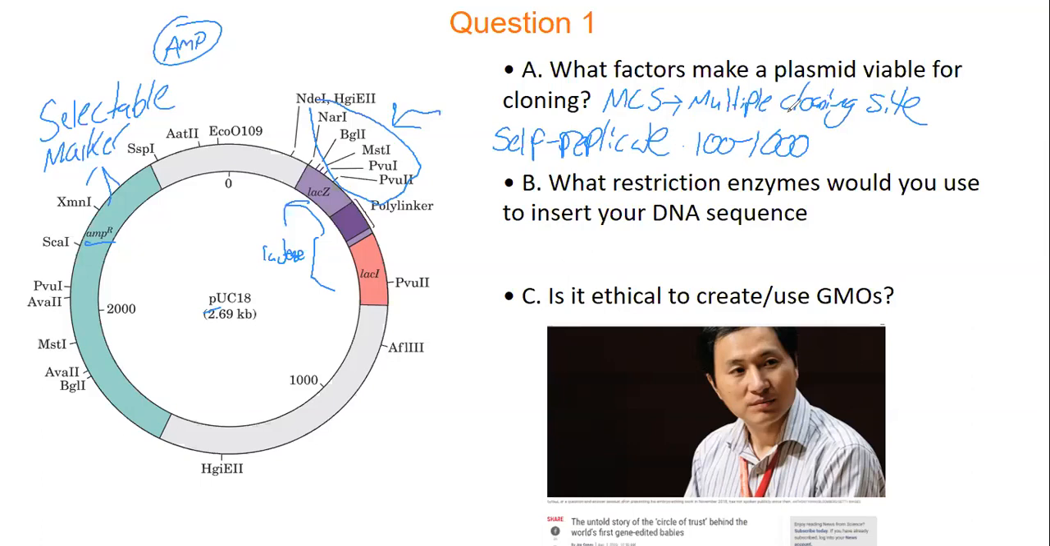We don't want a plasmid that's too big. So anything less than 10,000 bases, 10 kilobases, is good. If it's too big, then we can't shove it into bacteria. And that's kind of what you do, you just shove it in there. Any questions about what factors make a plasmid viable for cloning?